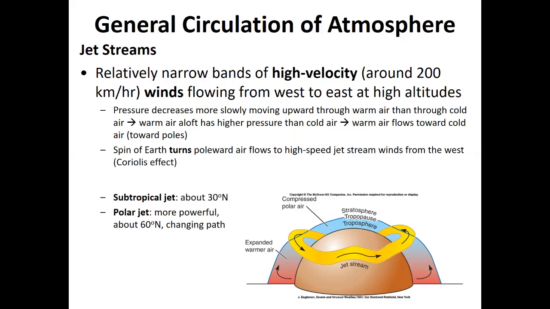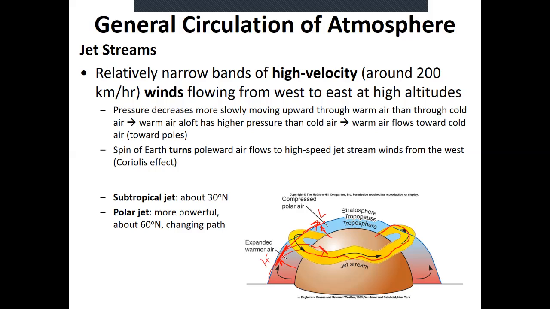Now, why this happens is because as this warm air rises and this cold air rises, the pressure in the warm air decreases more slowly as you go up through the atmosphere than it does in the cold air. The pressure decreases more quickly. So what happens is at a higher altitude, there's a higher pressure down here, and there's a lower pressure up here. So as a result, air flows from high to low pressure. But in the northern hemisphere, the Coriolis effect deflects the path to the right. And so you have this air flowing around the Earth at high altitude. Right? And so that's the jet stream.